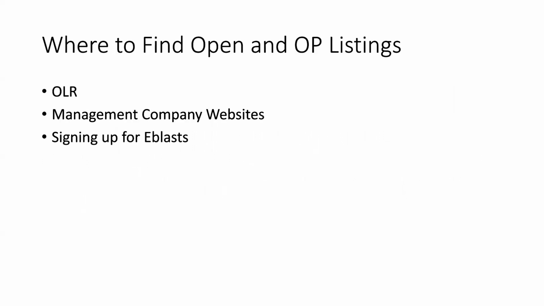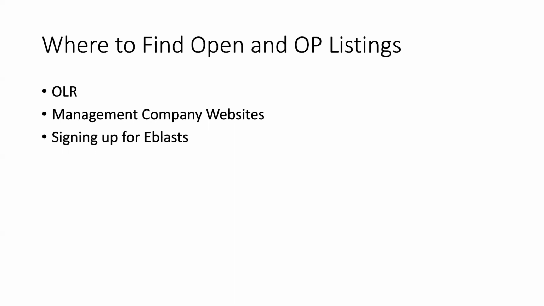Okay, so where are the best places to find open and OP listings, right? OLR tends to be one of the best. The second is the management company's website. And the third, and actually I think the most accurate, are going to be eBlasts. An eBlast is a list of availabilities that are sent out by a management company or an owner showing what they have available.